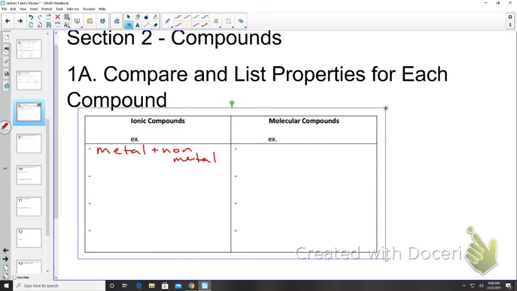Metal and a non-metal. Okay, so we could list off a lot of examples. My favorite one, sodium chloride. Okay, and just what do we know about ionic compounds? That's okay, I'll help you guys out. Okay, so it conducts electricity when melted or dissolved in water.